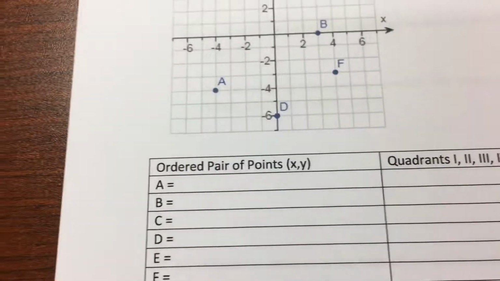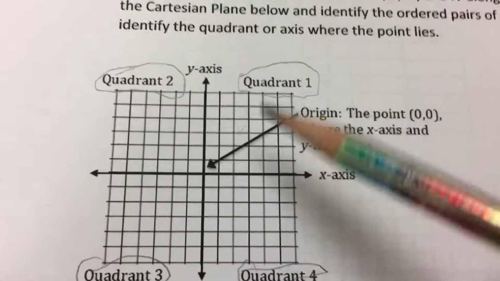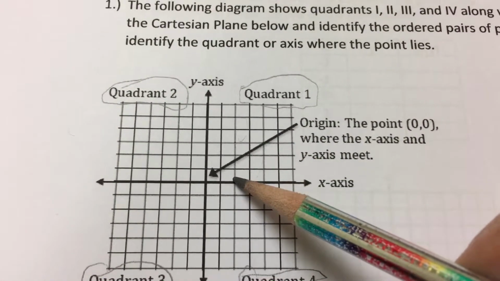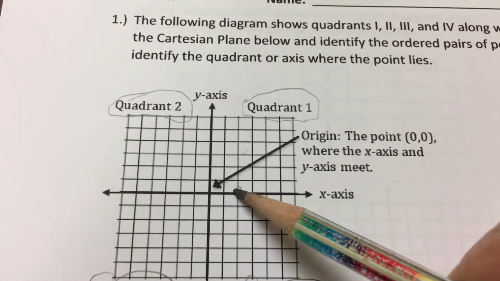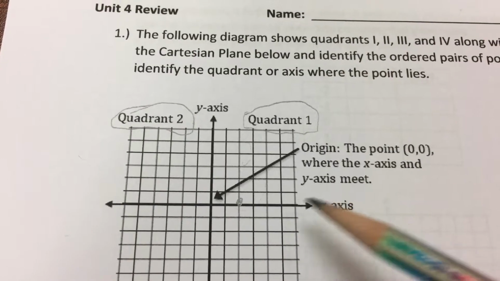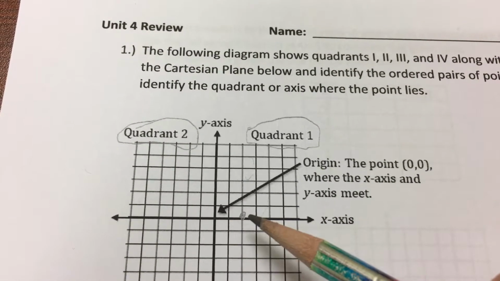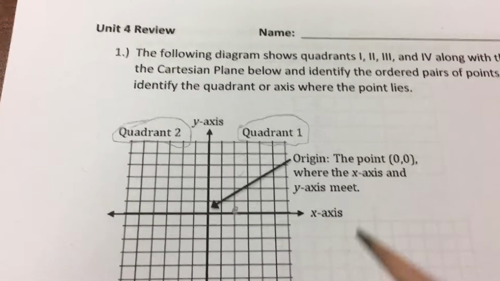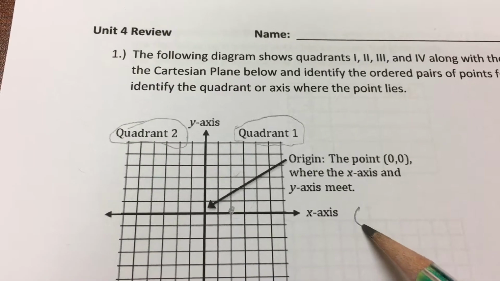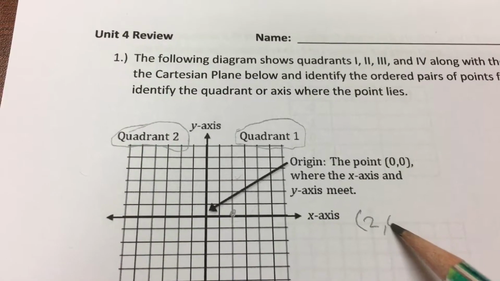Now, if a point falls right on the line, say for instance, if the point is right here on the line, that means that point would fall on the x-axis, and that point would be 2, 0. Okay, 2, 0. So the x-axis 2, 0.